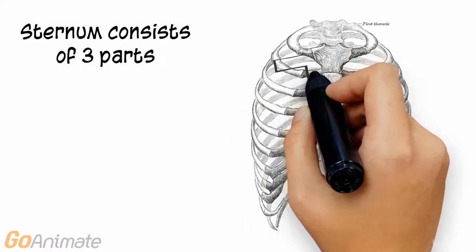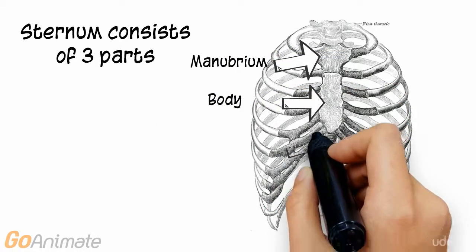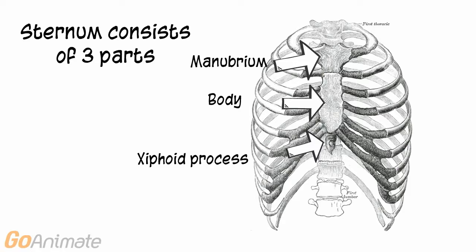The rib cage contains the ribs and sternum. There are 3 parts to the sternum: the manubrium, body, and xiphoid process.